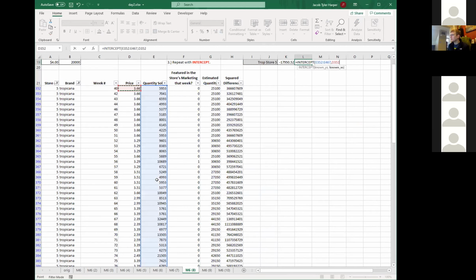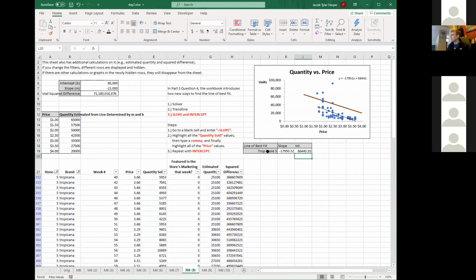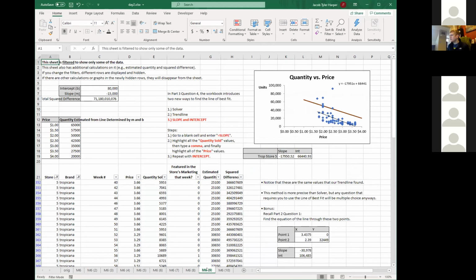Quantities, prices, and there we go. So it finds these values exactly. The advantage here is it's more precise than Solver. Solver's kind of like Goal Seek, where it's kind of guessing and checking, so it might not find the exact value. So that's one benefit of this. But in Solver's defense, these questions will always be multiple choice, so you don't have to be super precise.